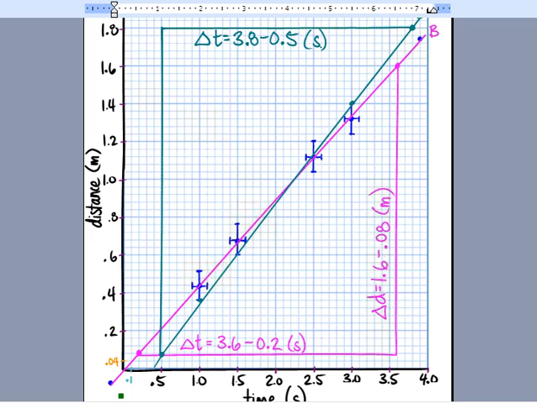And then for distance, delta D equals the change in distance is take the top of that vertical line, it matches up with 1.8. And I'm going to subtract this corner, which matches up with two little boxes up, 0.08. Don't put an answer, but do put units.